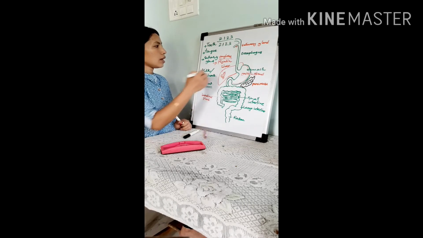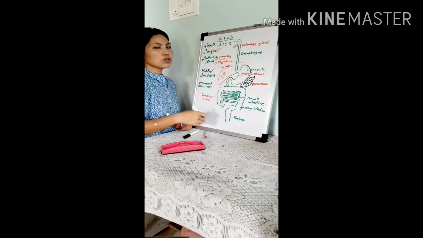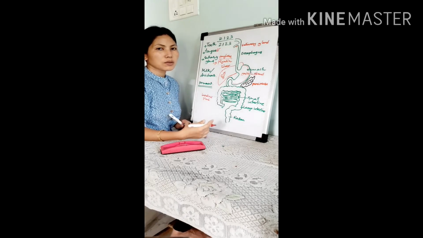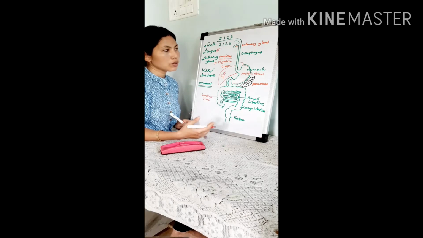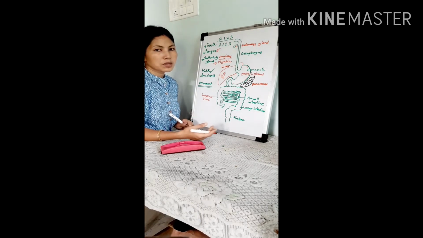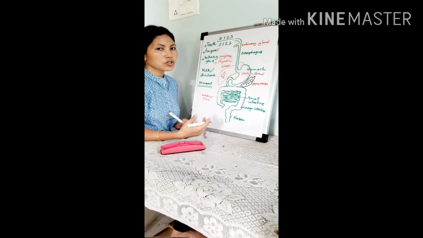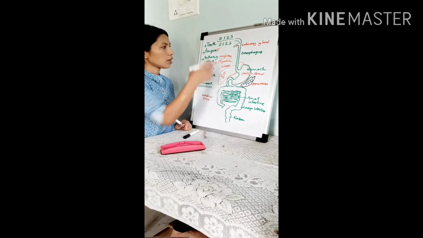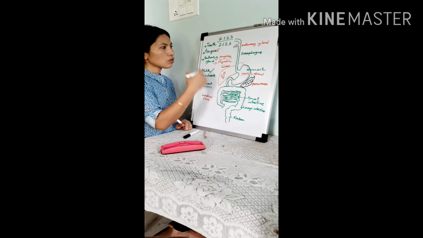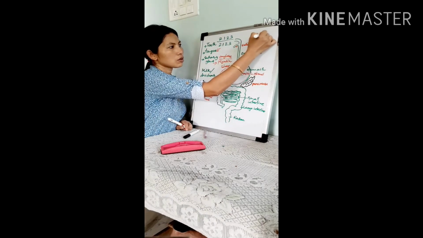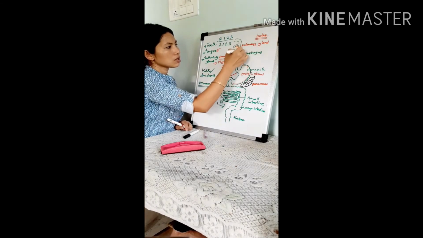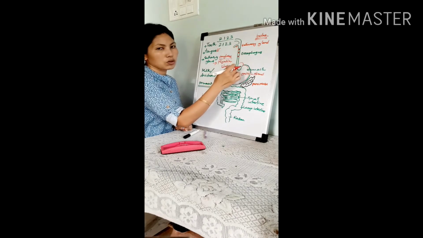Okay, and next is the tongue. The tongue helps in proper mixing and swallowing of the food. Once the food is properly mixed and chewed well, it is swallowed with the help of the tongue, and the swallowed food is known as bolus. This bolus will move down through the esophagus.